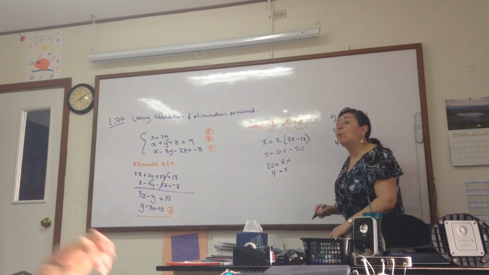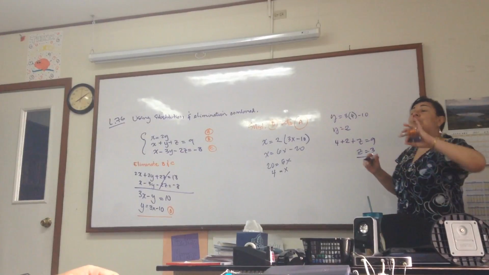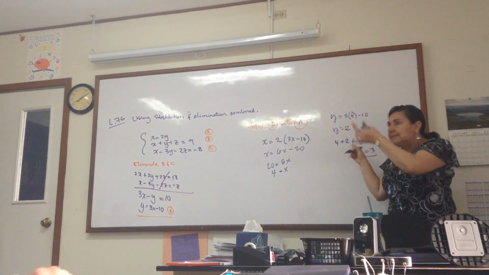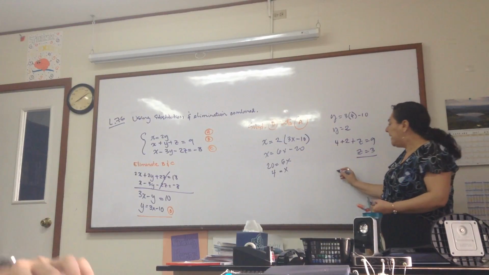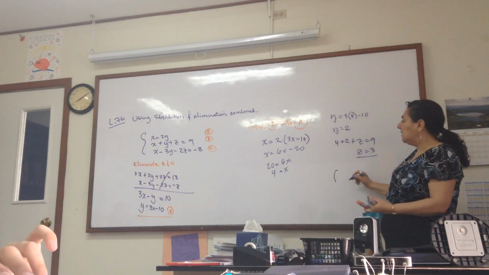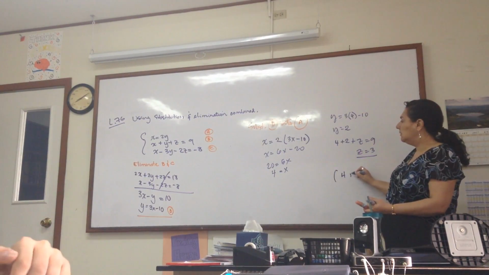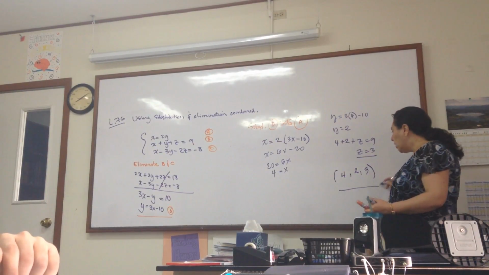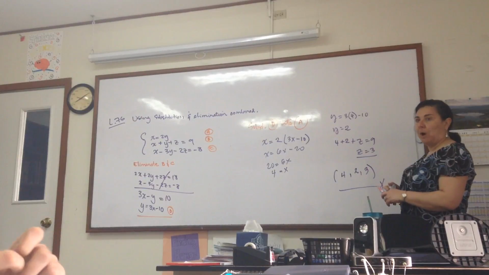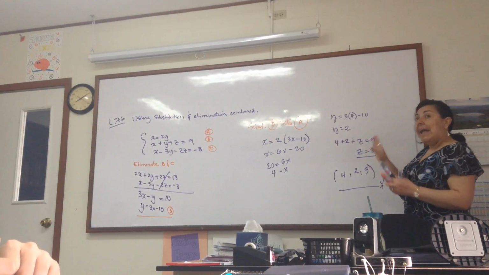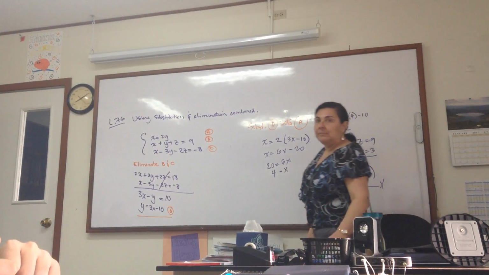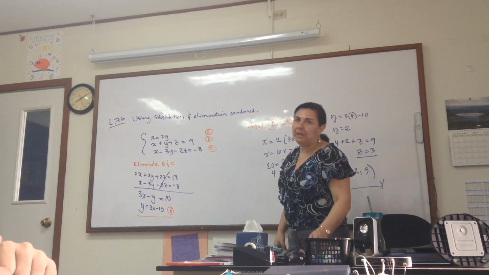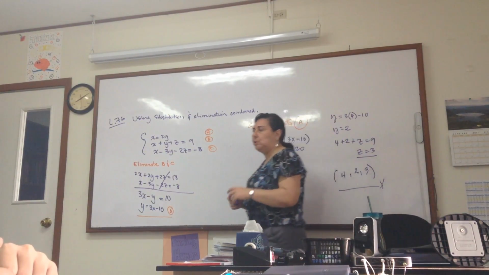So how do I give my answer? Remember that when you had just x and y's, you gave it as a coordinate? This is still a coordinate, but now it's a three-dimensional coordinate. So you've got 4, comma 2, comma 3, and this is your answer: x, y, and z. It could be M, N, O. We go in alphabet order, always in order.